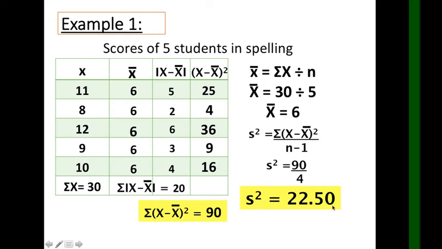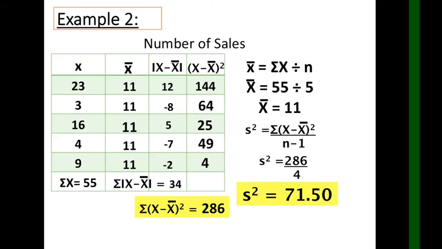22.50. Alright, now how can we get the standard deviation? To get the standard deviation, just square root both sides. So what is the square root of S squared? That is equal to S. The square root of 22.50 is equal to S equals 4.74. Therefore, the standard deviation of the scores of 5 students in spelling is equal to 4.74.